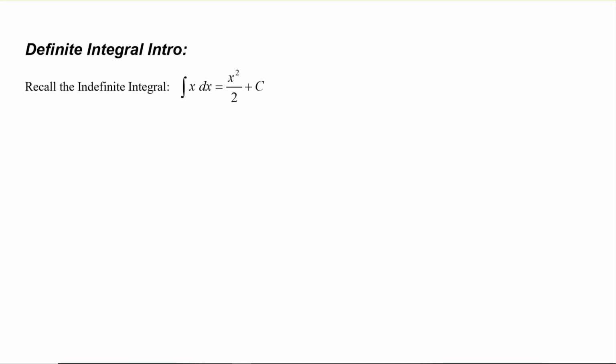Hello everyone, in this video I'm going to introduce how to work with definite integrals. Remember, previously we learned about indefinite integrals. So the integral of x dx is equal to x squared over 2 plus c. What kind of form do we have here? We have the integral of a function, which equals the antiderivative of that function plus a constant c.